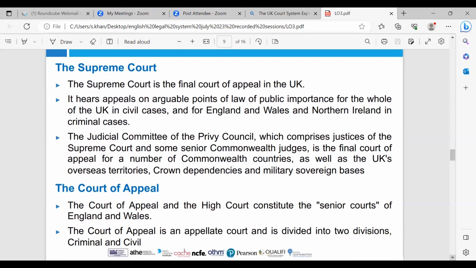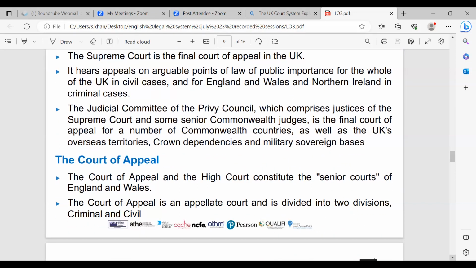Then we've got the Court of Appeal. The Court of Appeal and the High Court constitute the senior courts of England and Wales. The Court of Appeal is an appellate court and is divided into two divisions, the criminal division and the civil division. The criminal division decides appeals from the Crown Court and from courts martial. Within the criminal division, courts are constituted by the Lord Chief Justice, Lord and Lady Justices, and usually two High Court judges. Leave to appeal is required. The Court of Appeal typically does not receive fresh evidence, but it has the discretion to do so if necessary or expedient in the interest of justice.